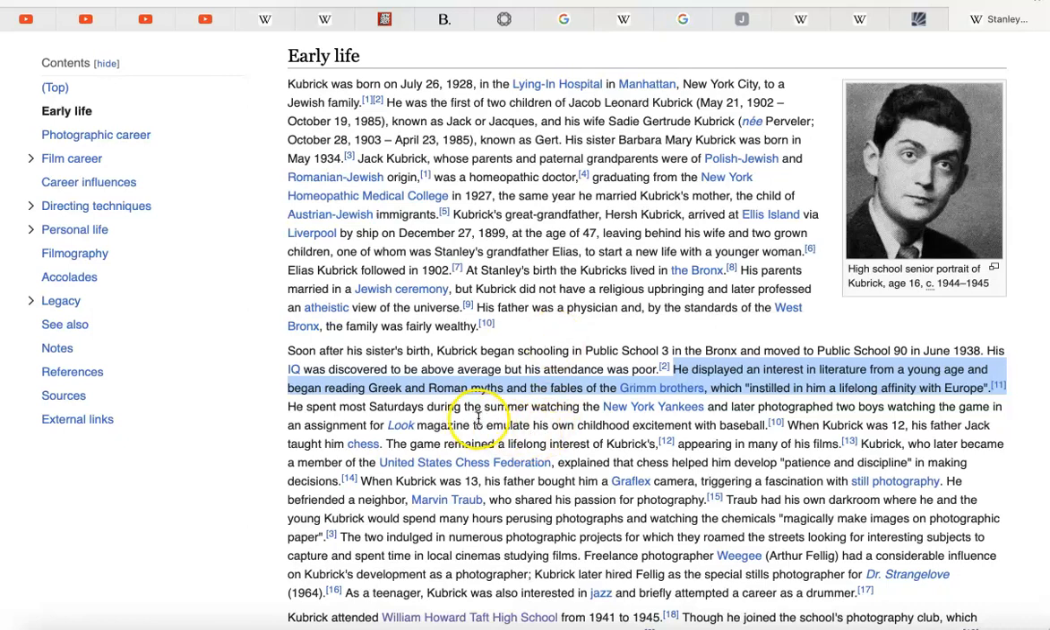Plus, he began reading Greek and Roman myths and fables by the Grimm brothers. So they put this in his biography for a reason. I'm going to have to look up the source, though. But whoever wrote this, whoever put this together, wanted you to know that he was aware of at least Greek and Roman mythology, and probably also whatever you have to know in order to be Jewish, including the religious texts and all of this stuff.